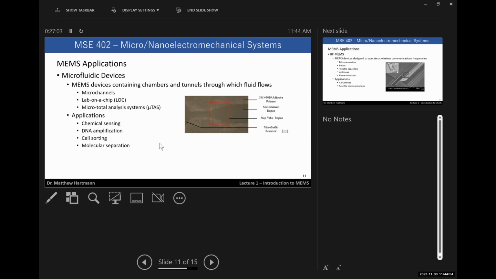Microfluidics, which a couple of you guys mentioned that you were dealing with for part of your PhDs or graduate studies. There's also a region of MEMS. Microfluidics very basically is any device that contains chambers and tunnels where microfluids flow. So this was development of microchannels, lab on a chip or system on a chip, and MUTAS systems.